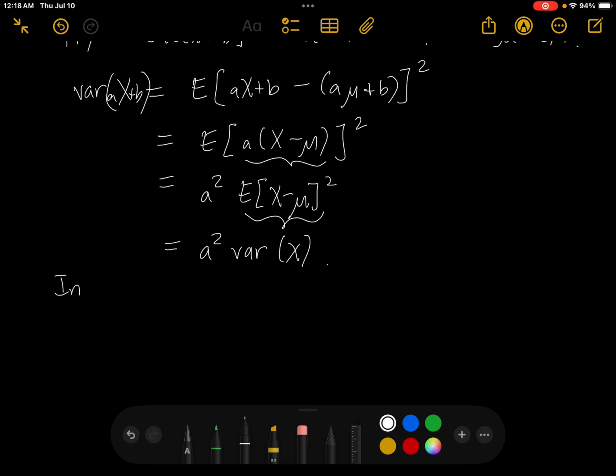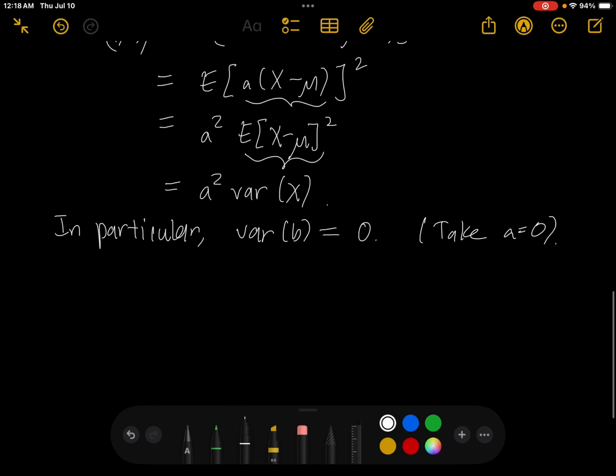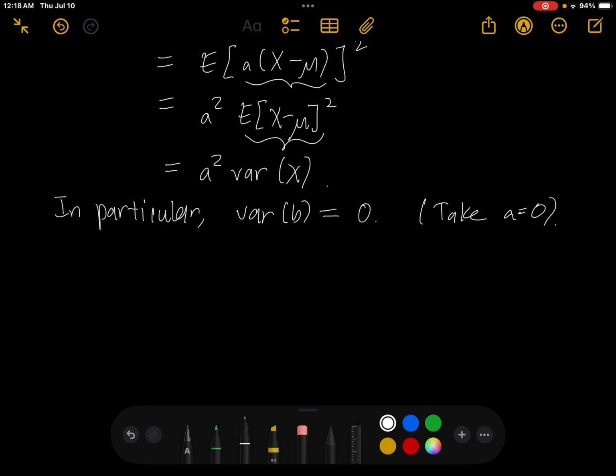So this is a squared times the variance of X, which is what we wanted to show. So in particular, if you have a constant, its variance is equal to 0, because we can take a to be 0. This illustrates the fact that if you have something that doesn't vary at all, it has 0 variance.